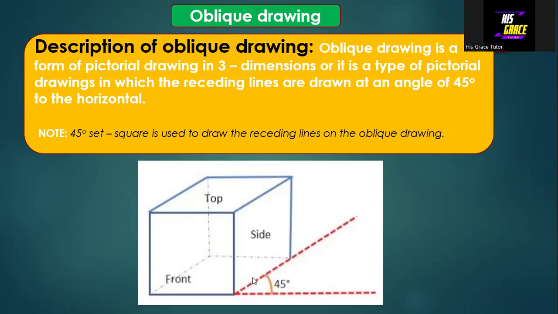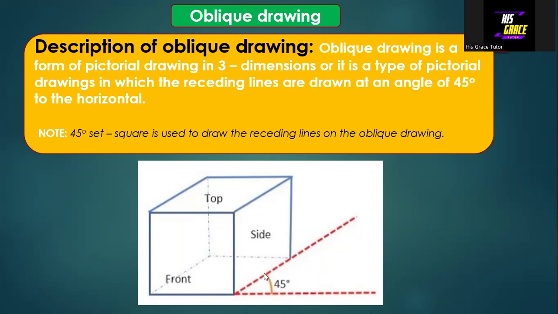So let me show you the receding lines that you need to draw with the 45 degree set square. This is the first one that you need to draw with a 45 degree set square. Then this also you need to draw with a 45 degree set square. Then you draw this with a 45 degree set square. So these 3 lines are receding lines that are to be drawn at an angle of 45 degrees.